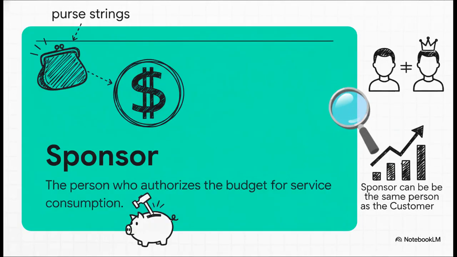Next, we've got the sponsor. This one's easy. It's the person who holds the purse strings, the one who authorizes the budget. And here's a really important point. These roles can totally overlap. In our CRM example, the CEO who decided what was needed is probably the same person who approved the money for it. That makes them both the customer and the sponsor.